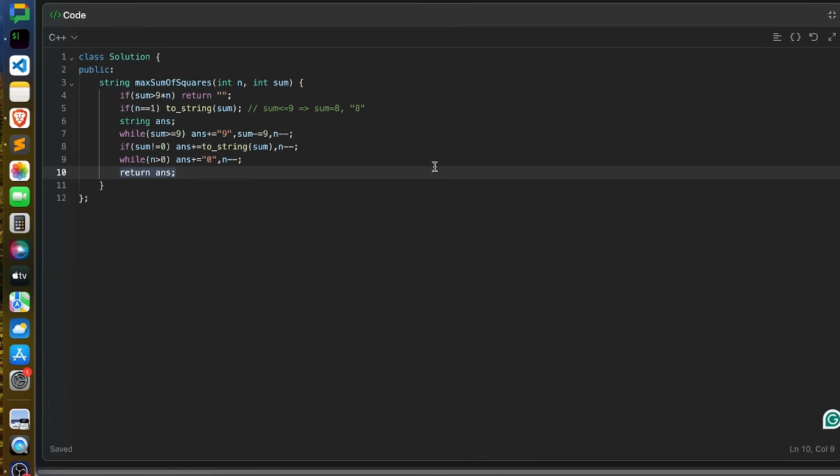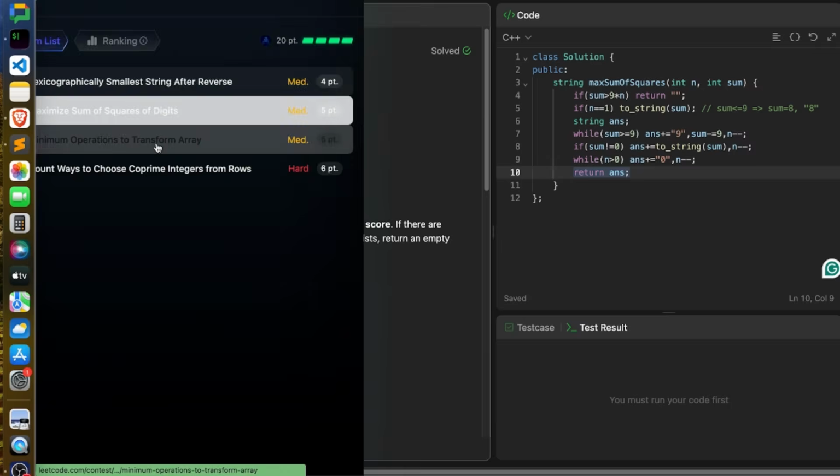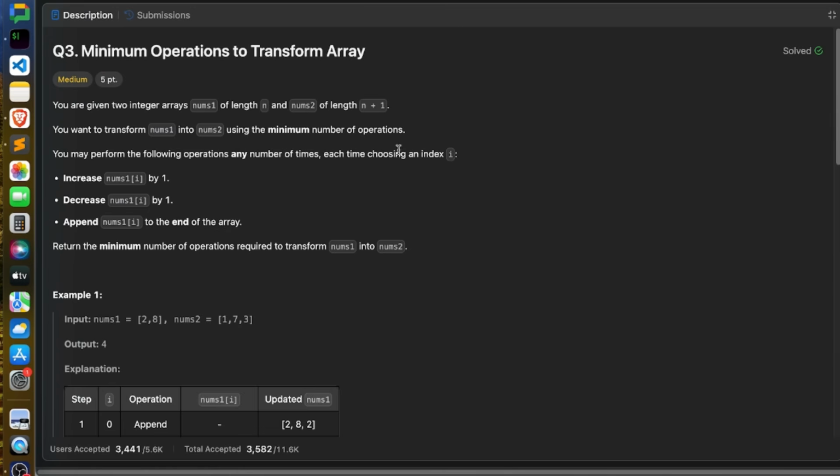Now let's look at the third problem. So here is the third problem.